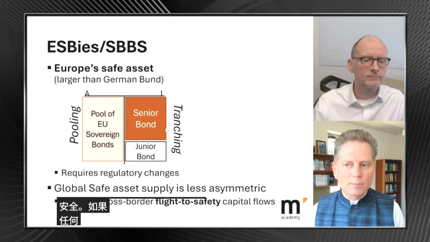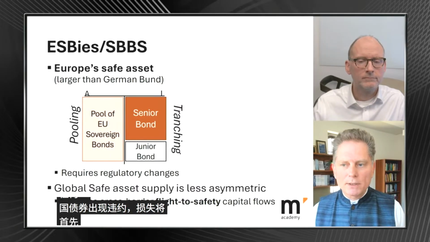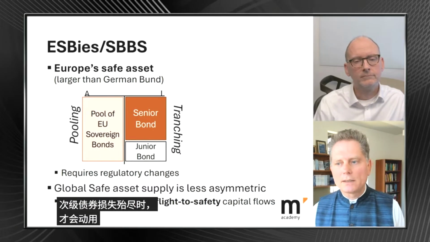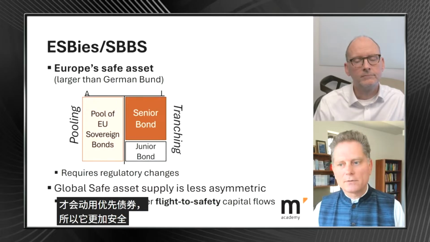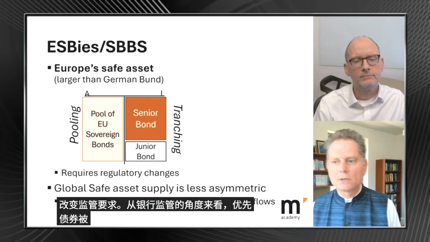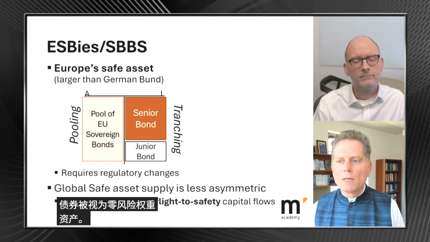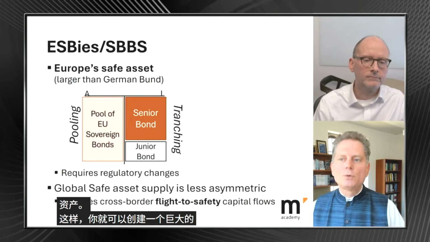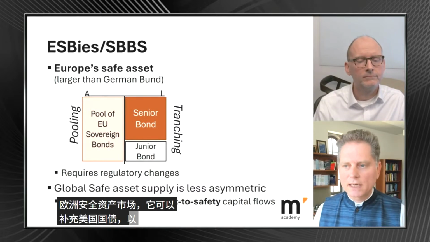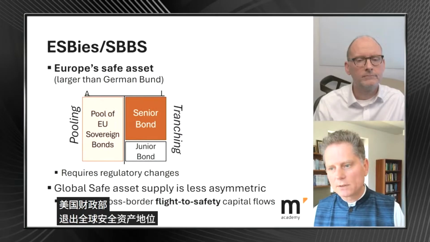Whenever there's a loss, should there be any default in any of the national bonds, it will be absorbed by the junior bond first, and only when the junior bond is wiped out, then the senior bond will be touched. So it's extra safe. Of course it requires that the regulatory requirements are changed, so the senior bond is considered as a zero risk weight asset from a bank regulation perspective. But this way you could create a huge European safe asset market, which could then complement the US Treasury, just in case the US Treasury would step back from the global safe asset status.